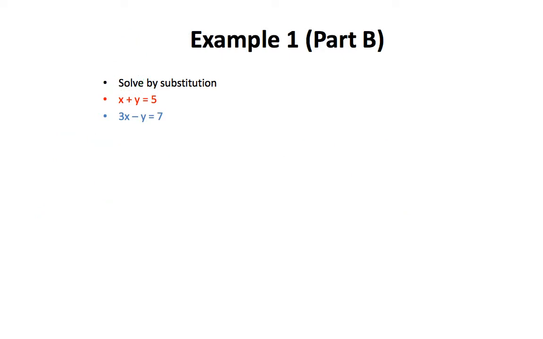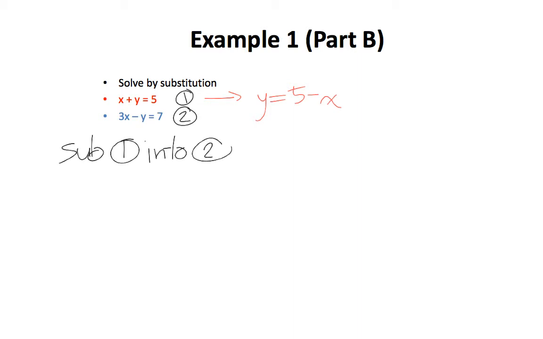Before I begin, I'm going to label the red equation, equation 1, and the blue equation, equation 2. I'm also going to make a quick note to myself to remind me that I have isolated y already. Next, I'm going to substitute equation 1 into equation 2, which means I am replacing the y in equation 2 with the expression I found earlier, which was 5 minus x.